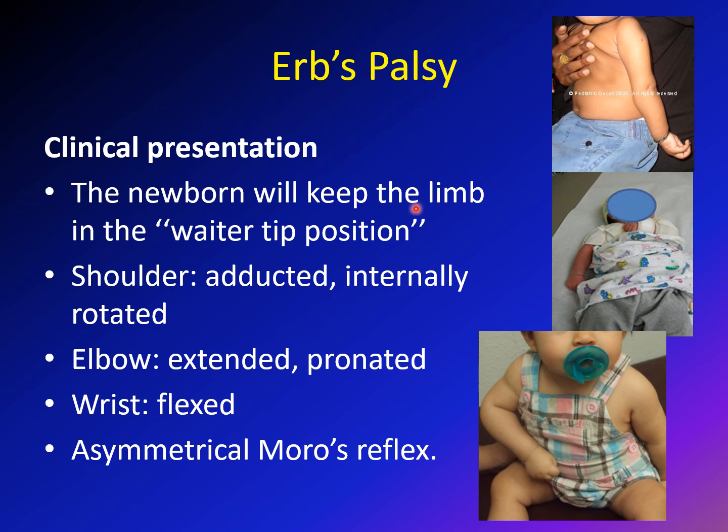The clinical presentation for Erb's palsy, the newborn will have what we call the waiter's tip position. So you see here the shoulder is internally rotated, adducted, the elbow is extended and pronated, and the wrist is flexed. And in newborns, especially if you do the Moro reflex, it will give you an asymmetric motor reflex. So you can see this is here one of my patients, a newborn. You can see the shoulder is adducted, internally rotated, and the elbow is extended, wrist is flexed. So this is the classic position of Erb's palsy.